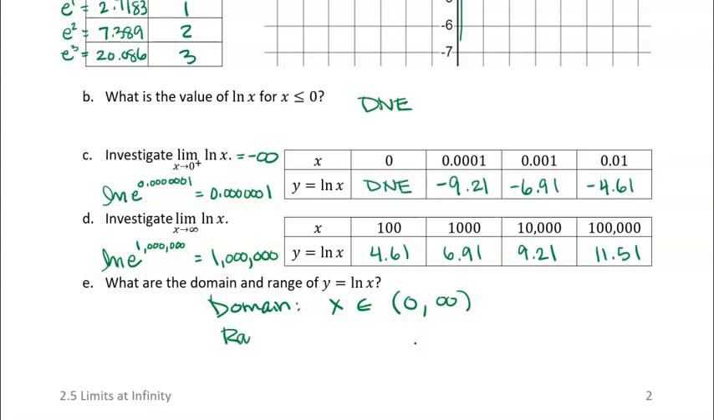And let's look at the range. The range is the set of output values, the y values. It looks like we can choose values to get any negative value we want or positive value we want. So the range of the natural log is negative infinity to infinity.